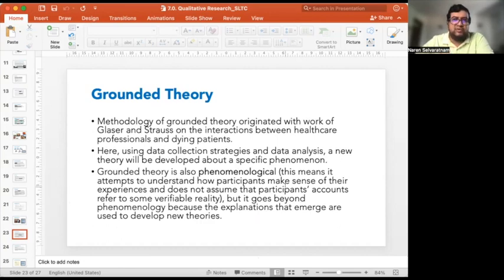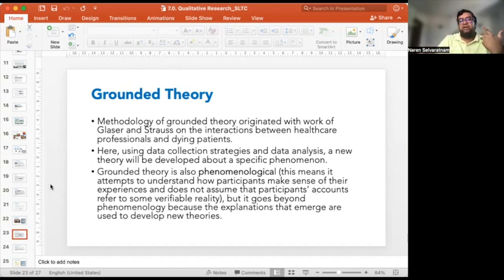Now, grounded theory is also, once again, phenomenological. This means it attempts to understand how participants make sense of their experiences and does not assume that participants' accounts refer to some verifiable reality. The experiences that you gather from people are required to see how they make sense of things around them, but it doesn't necessarily connote a specific reality. It might exist or not, but we are just trying to make sense. However, grounded theory goes beyond phenomenology because whatever explanations you get out of this, you use them to develop a new theory.